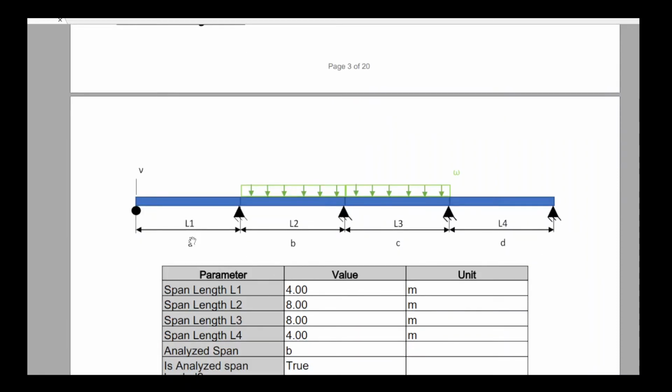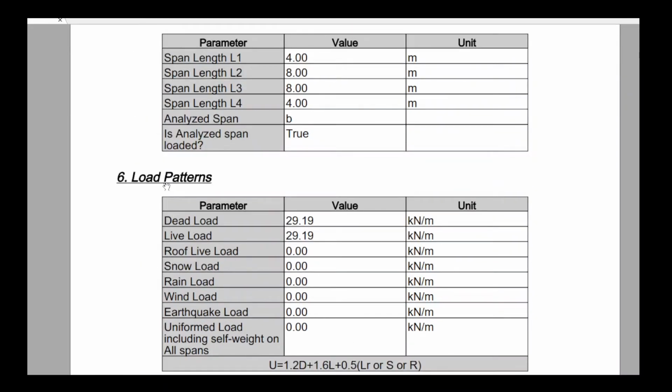The length is 4884, and the analyzed span is B, and it's loaded. And then we have a load combination of dead load equal to 29.19 and live load at 29.19, and this is the load combination that we used from ACI.